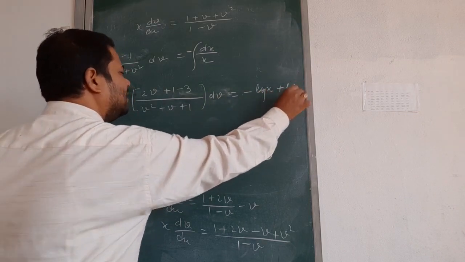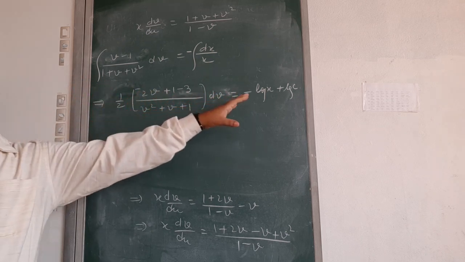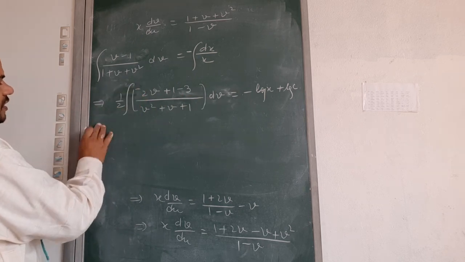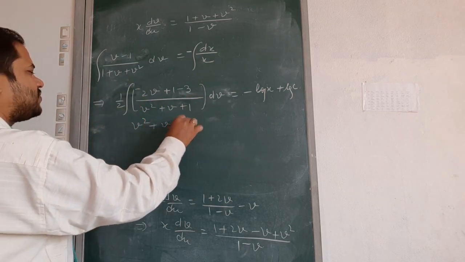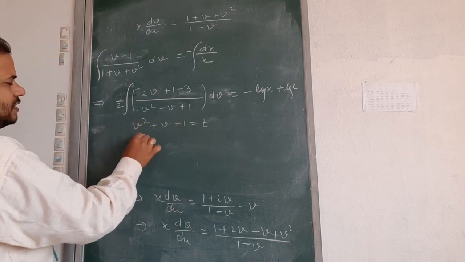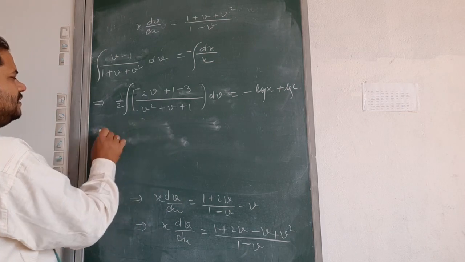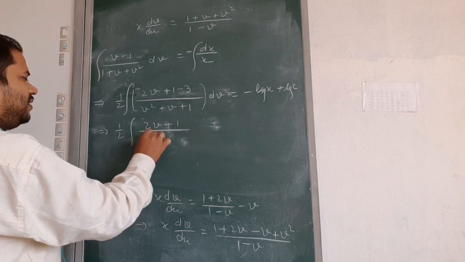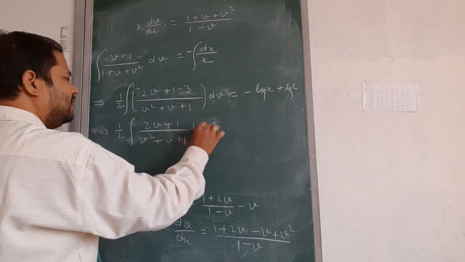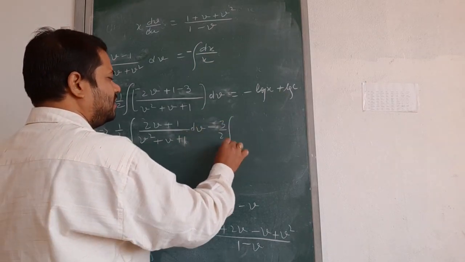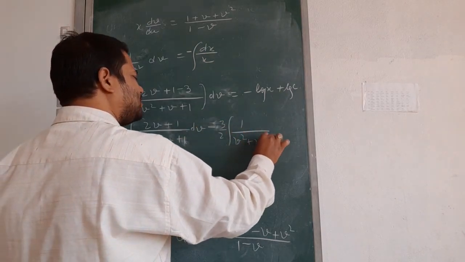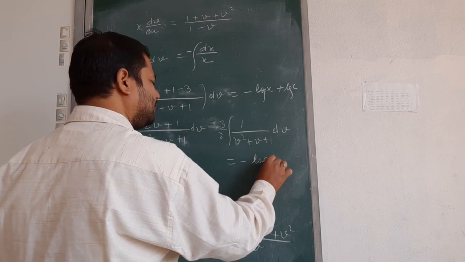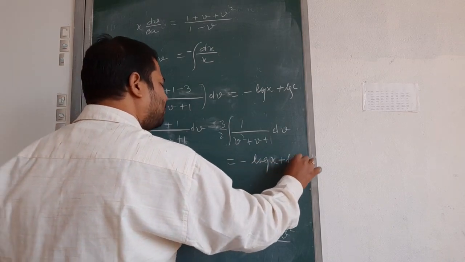plus log c, because the constant of integration should come; when all the functions in the equation are logs, the constant of integration is taken as a log, okay. And now integrating this one, if we put v square plus v plus 1 is equal to t, then first you write 1 upon 2 integration of 2v plus 1 upon v square plus v plus 1 dv, and minus 3 by 2 1 upon v square plus v plus 1 dv, and this is minus log of x and plus log of c.